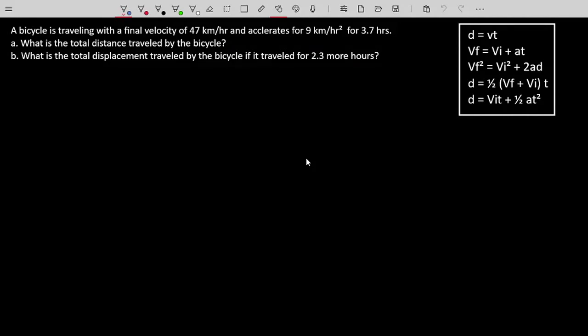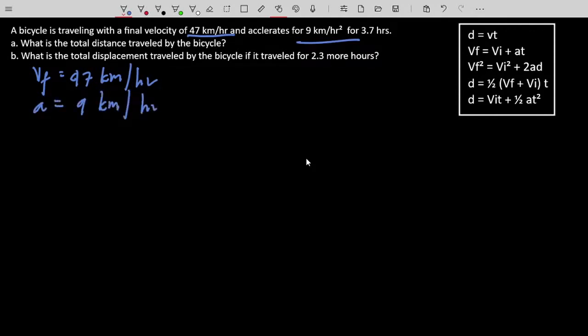Now, first thing to do whenever you have a problem like this is to identify the given variables. The bicycle is traveling with a final velocity of 47 km per hour. So our final velocity is 47 km per hour, and it accelerates for 9 km per hour squared. So our acceleration is 9 kilometers per hour squared, and for 3.7 hours. So our time is 3.7 hours. Now, what is the total distance traveled by the bicycle? So what we're trying to look for is the displacement.